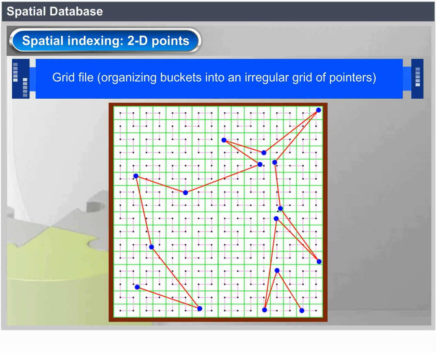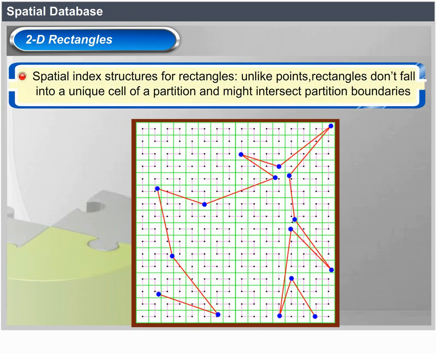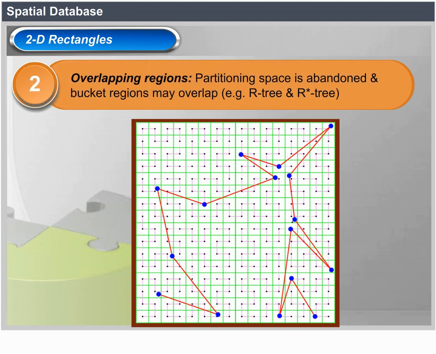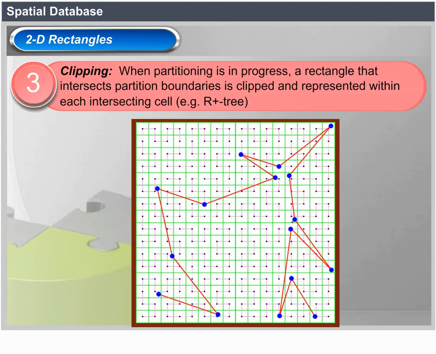2D rectangles. Spatial index structures for rectangles. Unlike points, rectangles don't fall into a unique cell of a partition and might intersect partition boundaries. Transformation approach. Instead of k-dimensional rectangles, 2k-dimensional points are stored using a point data structure. Overlapping regions. Partitioning a space is abandoned and bucket regions may overlap, for example, R-tree and R*-tree. Clipping. Keep partitioning. A rectangle that intersects partition boundaries is clipped and represented within each intersecting cell, for example, R+ tree.